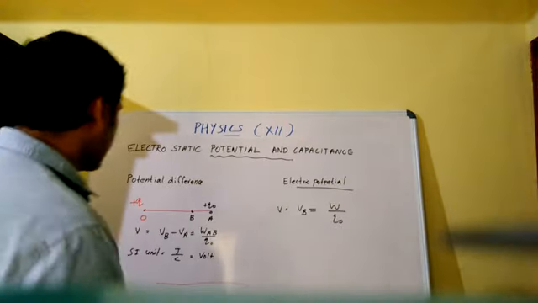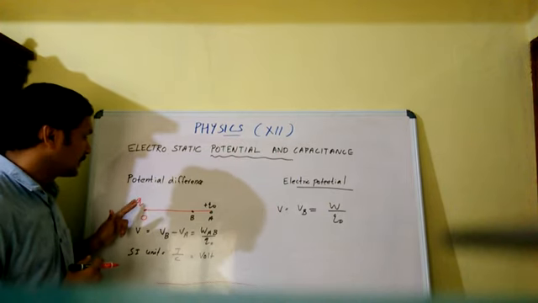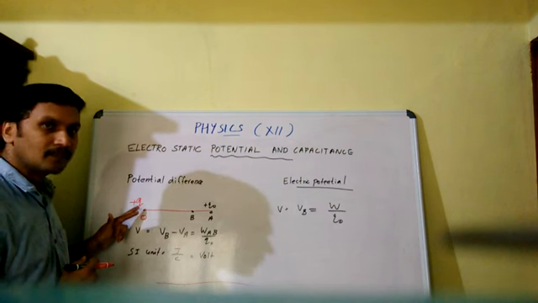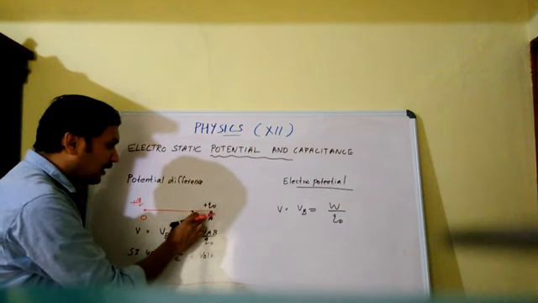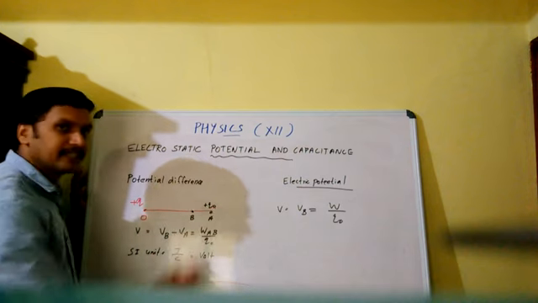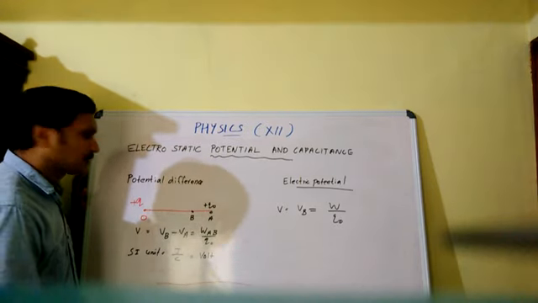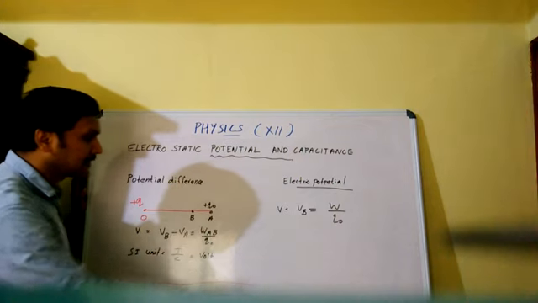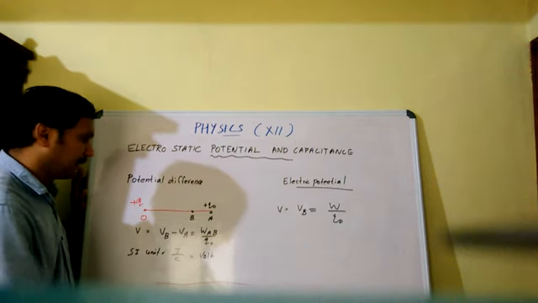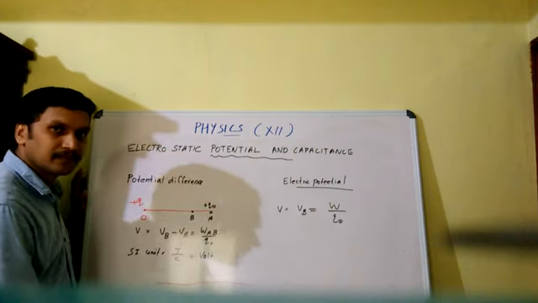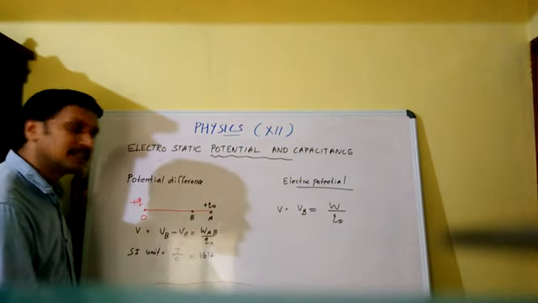For that, suppose a positive charge plus Q is placed at a point O, and the region around this charge is its electric field. Suppose A and B are two very near points in its electric field. Suppose we have a very small test charge Q0 placed at the point A. Compared to plus Q, it is too small in magnitude, otherwise it will disturb our source charge. So plus Q0 is a very small positive test charge.